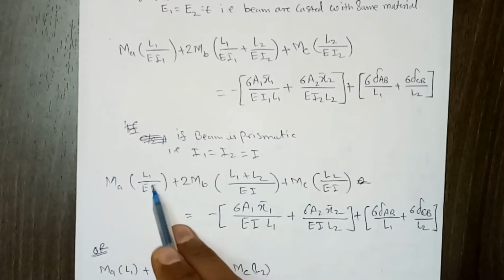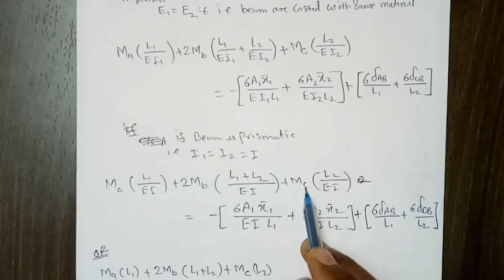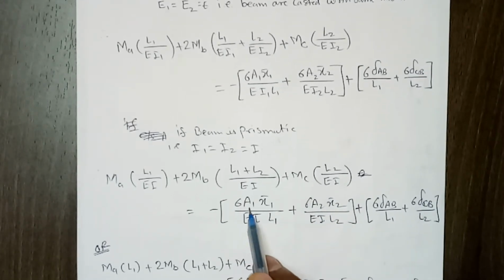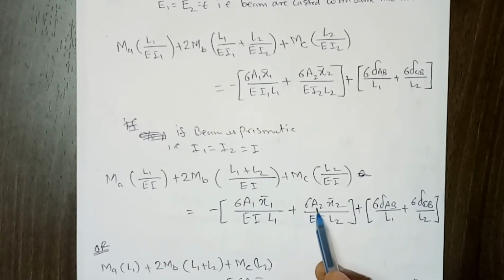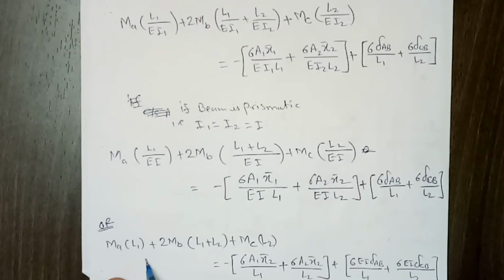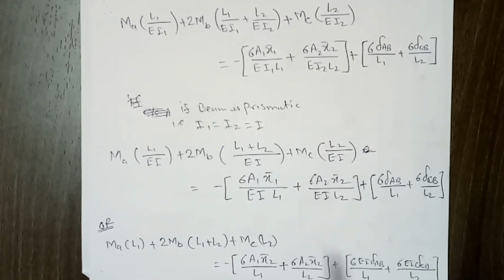So MA (L1 by EI) plus 2MB (L1 plus L2) by EI plus MC (L2 by EI) is equal to minus 6A1 x1 bar by EI L1 plus 6A2 x2 bar by EI L2 plus 6 (delta AB by L1 plus delta CB by L2). Right, so you may bring this EI to this side, or you multiply EI on both the sides, so this equation can be written.